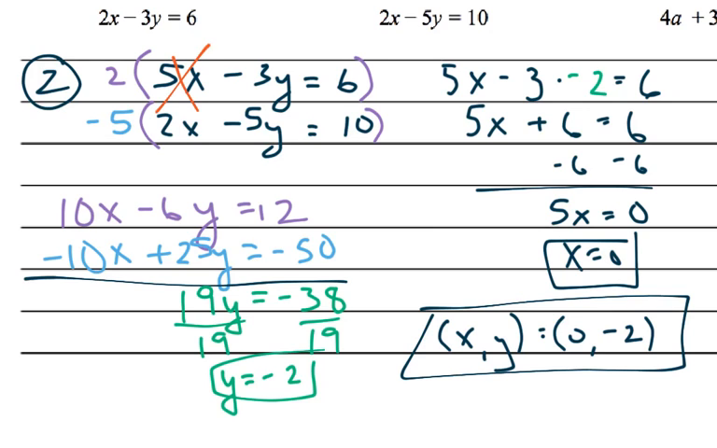5 times 0 goes away, and then a negative 3 times a negative 2 does give you positive 6, which is positive 6. It's always nice when you get a 0 for one of these because they usually are easier to check. 2 times 0 goes away, and a negative 5 times a negative 2 gives you a positive 10. So I've checked both equations, and this does work out in both of them.